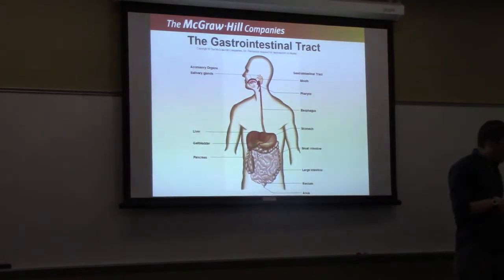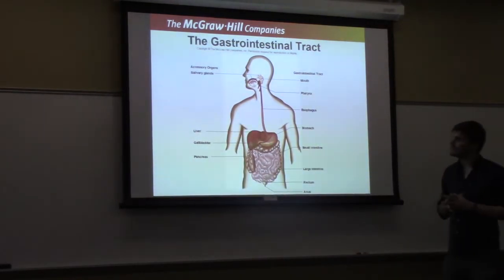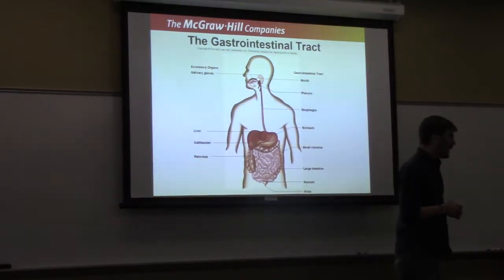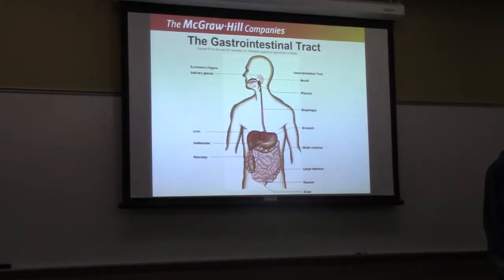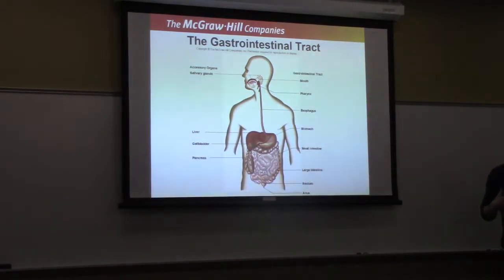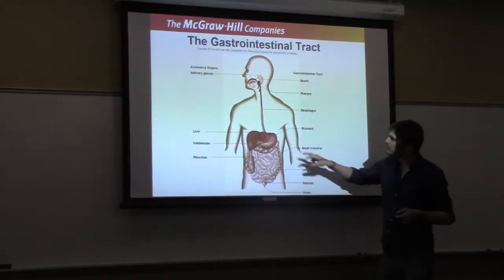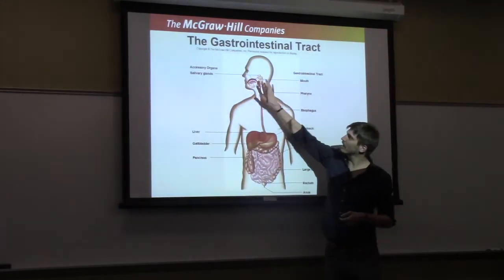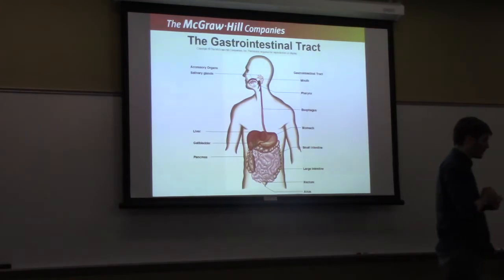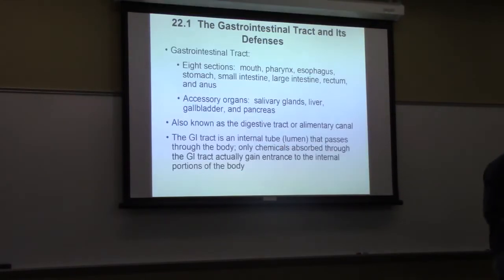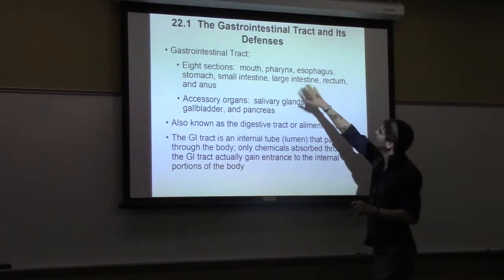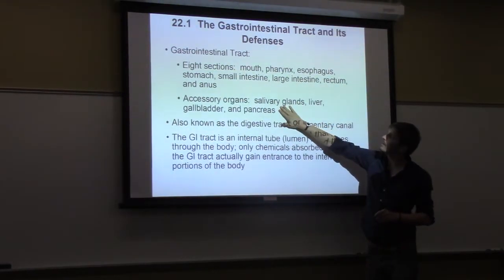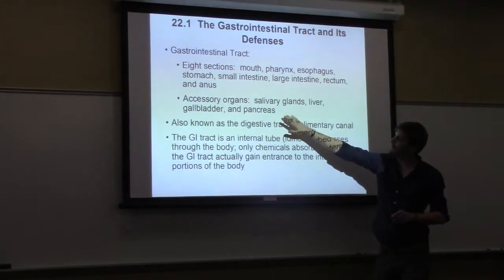We're going to primarily focus on diseases that target the small and large intestine. And again, these are going to often result in diarrhea and/or vomiting. We will also talk about some viruses that can target the liver, as well as some viruses that can target the parotid glands or the salivary glands. So again, it's made up of the mouth, pharynx, esophagus, stomach, small intestine, large intestine, rectum, and anus, as well as the salivary glands, liver, gallbladder, and pancreas.